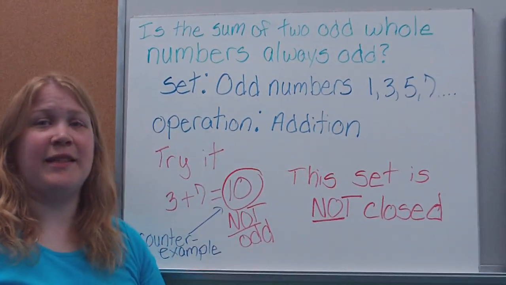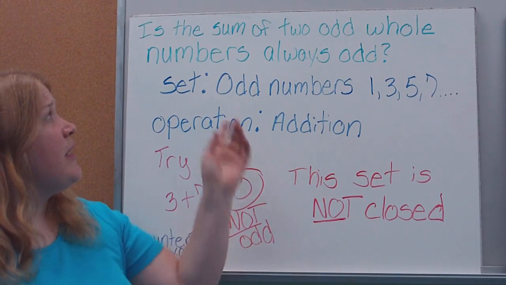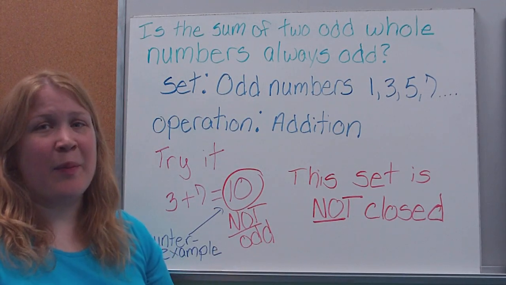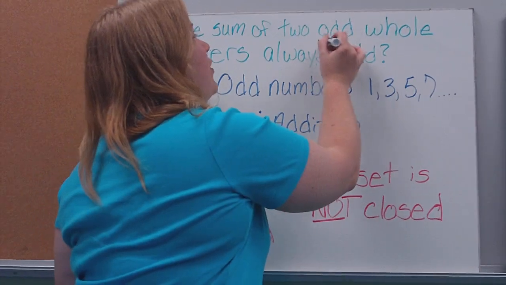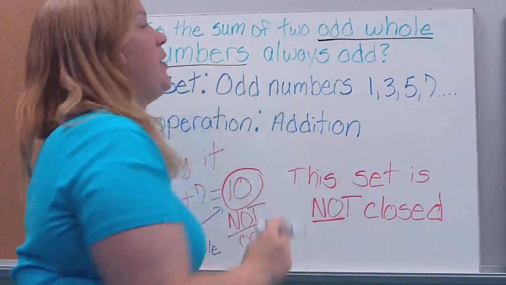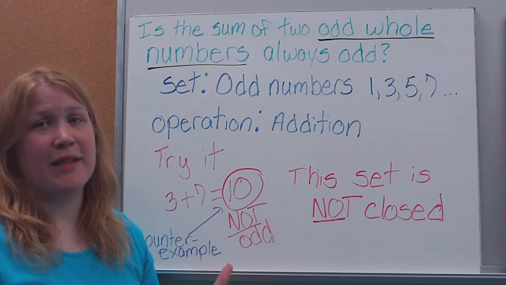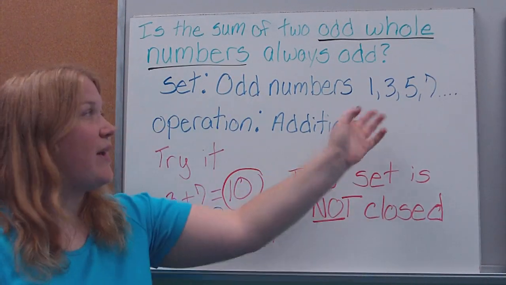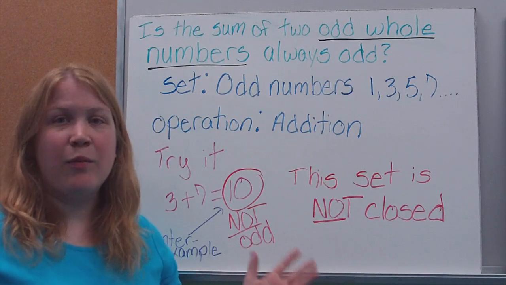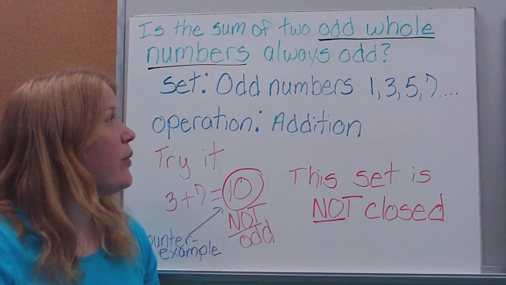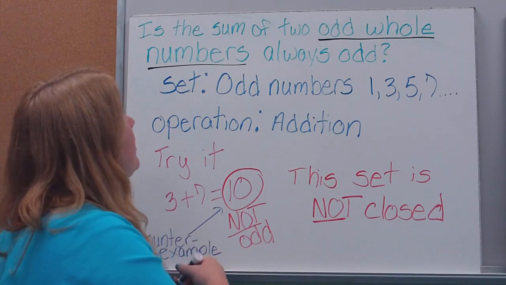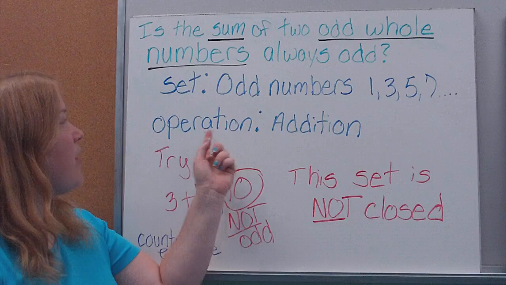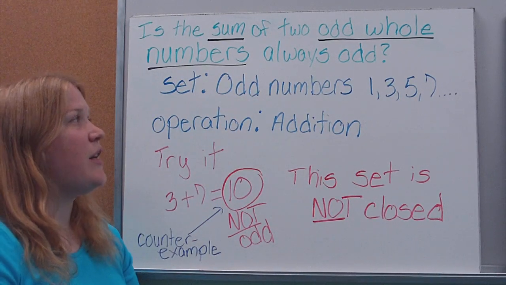So let's take a look at some problems here. This one's already done. So here we have our question. Is the sum of 2 odd numbers always an odd number? So what is my set? Well, we're talking about odd whole numbers, meaning not the negative ones. It can only be on the positive side. So my set is odd numbers, and I've given you some examples there. 1, 3, 5, 7. It keeps going and going and going. When we do our test, we can pick any 2 that we want. Under what operation? Sum. Sum tells me that it's addition. So under the operation of addition, is the set of odd numbers closed?